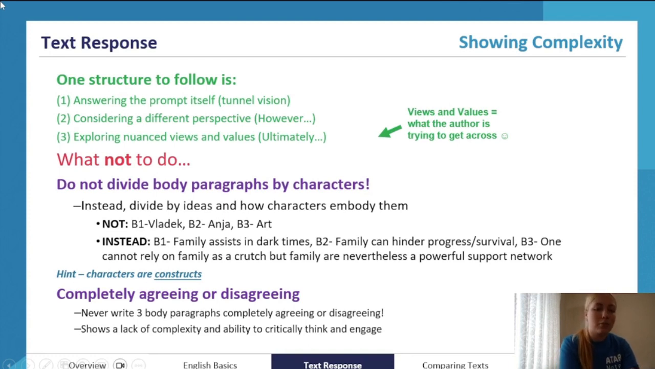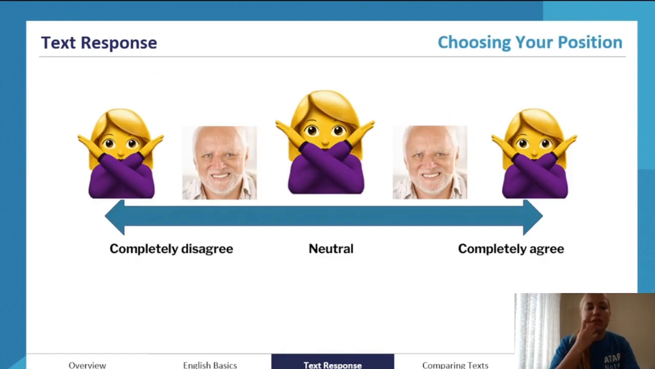Remember, do not divide body paragraphs by characters ever, because they are constructs. And remember, you can never completely agree or disagree. There needs to be a counter argument. At the same time, you cannot remain neutral. You need to mostly agree or mostly disagree. So we see that there. These are you guys. You're the happy English students that are doing really well at English. You're this guy because you're either mostly agreeing or mostly disagreeing. Okay, and this is where you don't want to be. So be like him. All right.